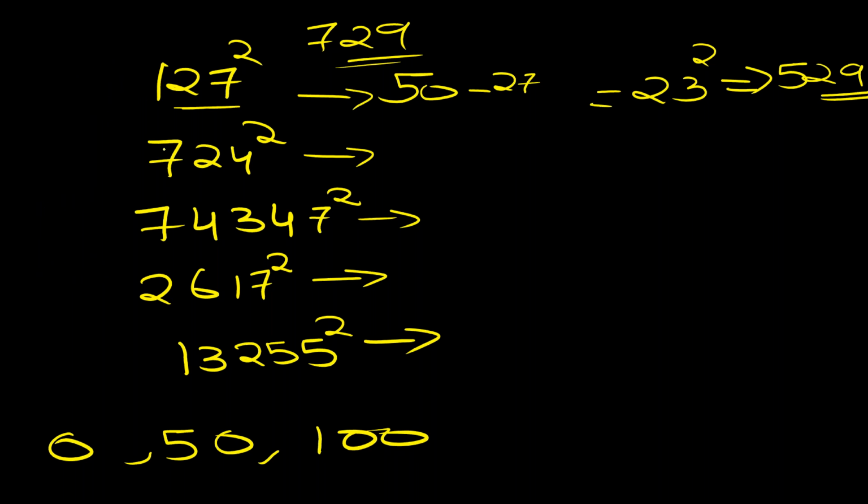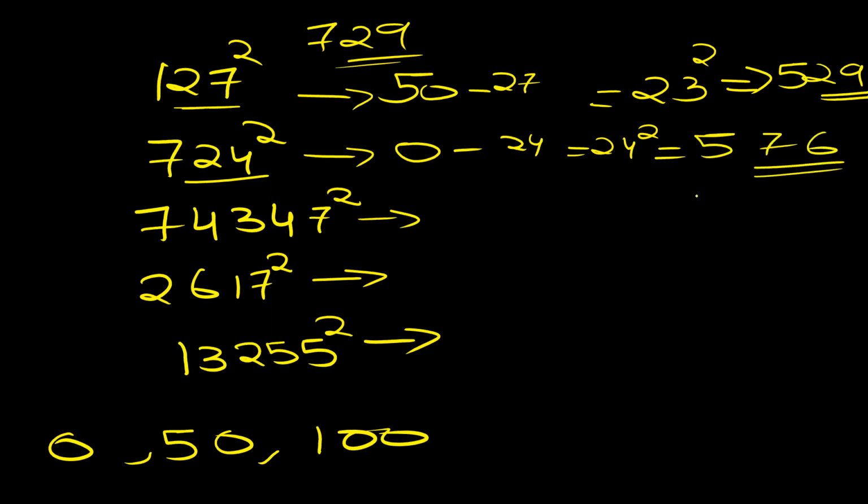Okay. So second question. See, second question is just 24. So 24 is nearest to 0. So 0 minus 24, are we getting the same 24? So 24 square is 576. So my last two digits are going to be 76.